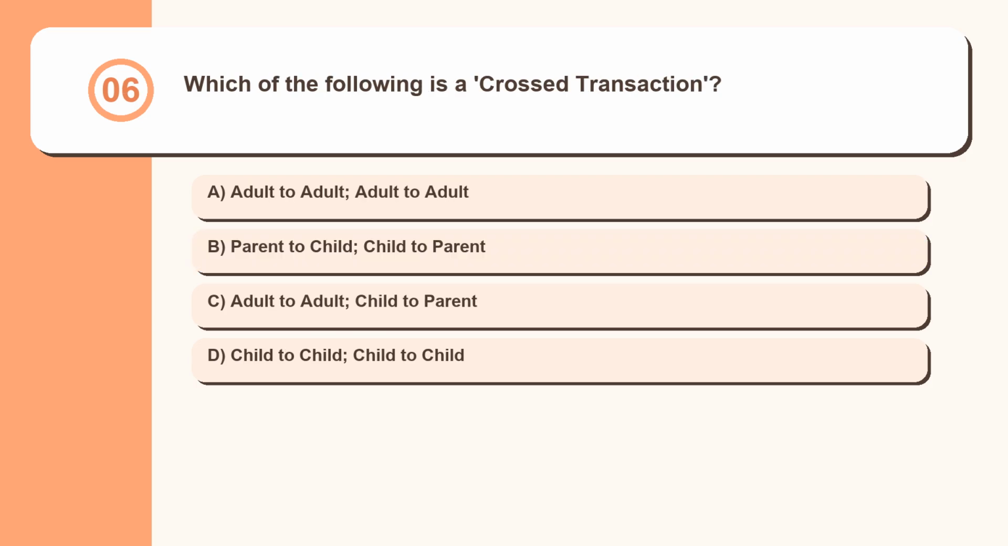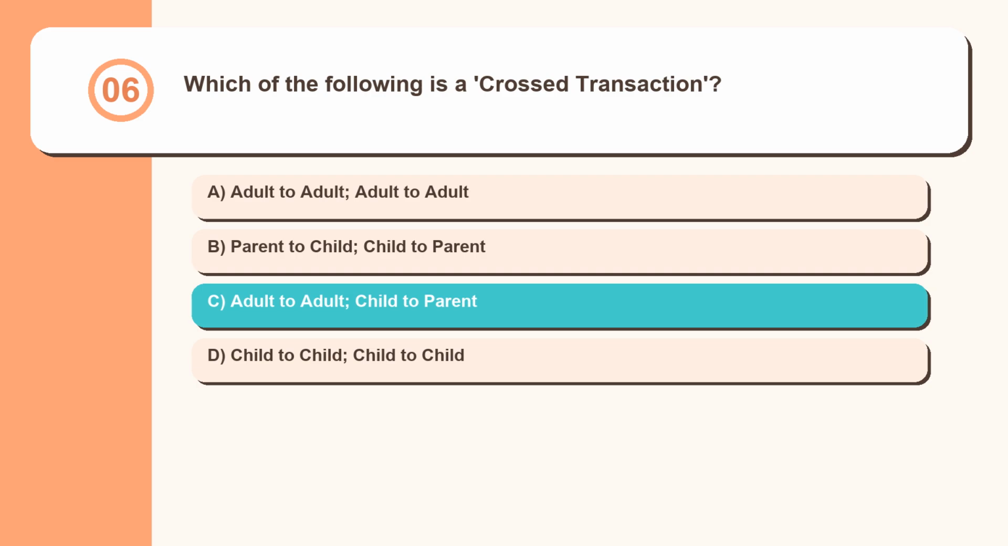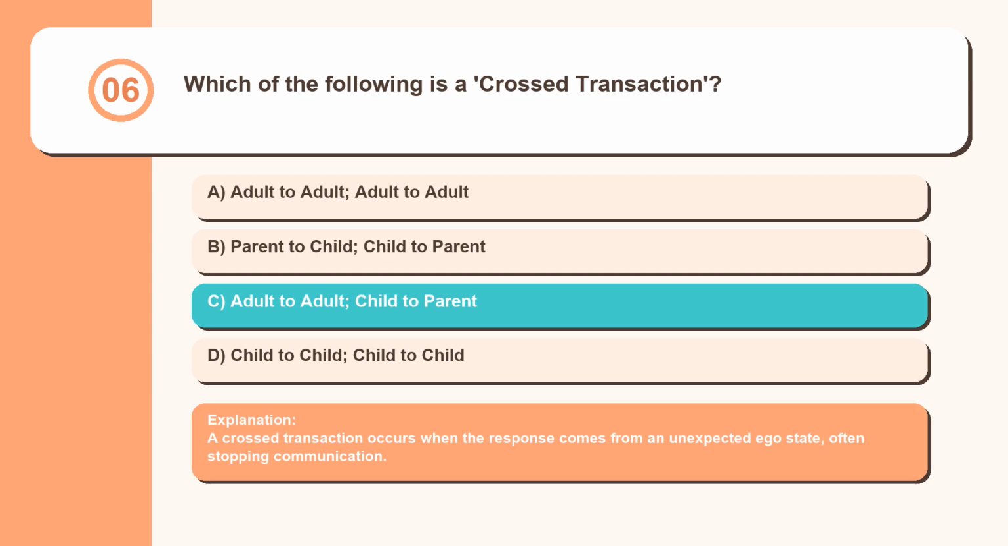Question 6. Which of the following is a cross transaction? Adult to adult; parent to child, child to parent; adult to adult, child to parent; child to child. A cross transaction occurs when the response comes from an unexpected ego state, often stopping communication.